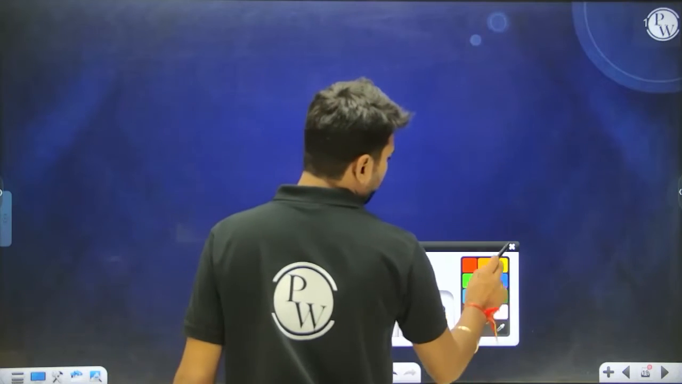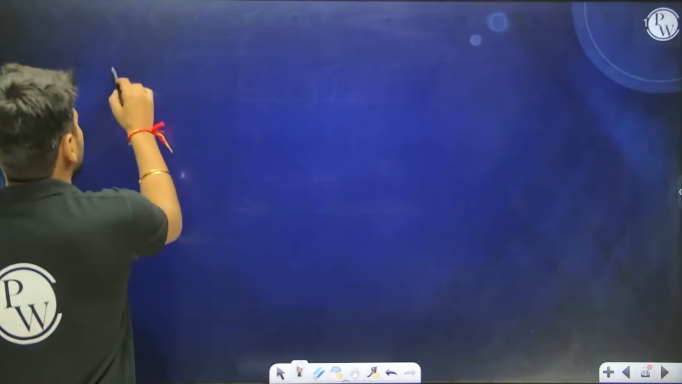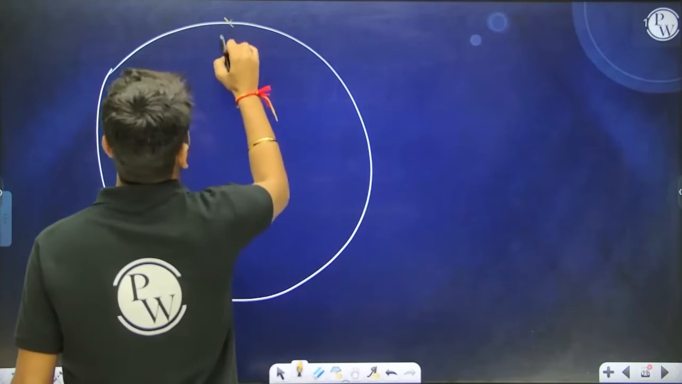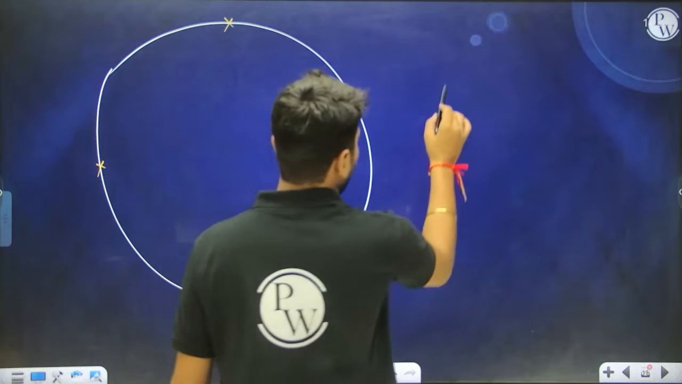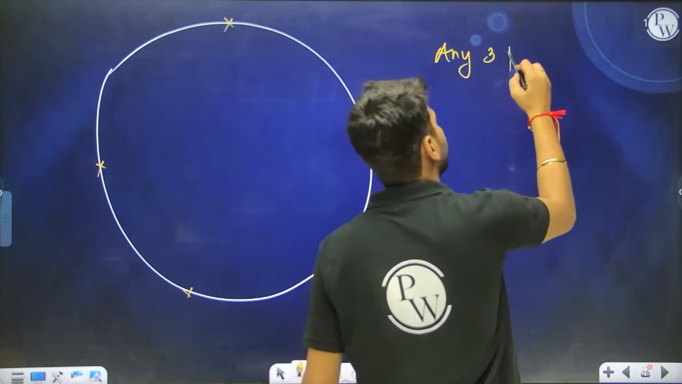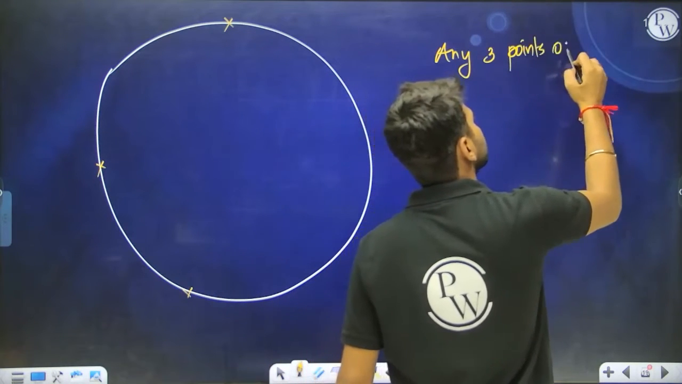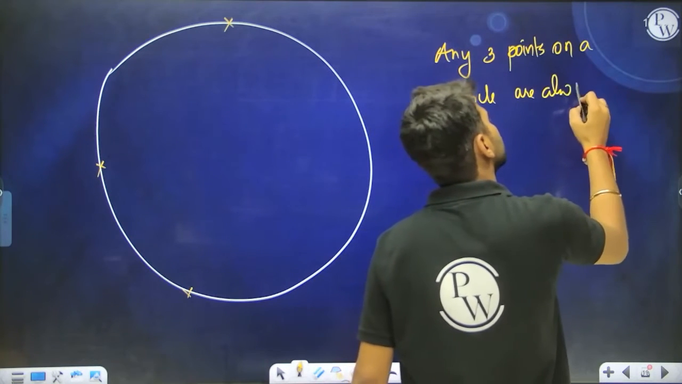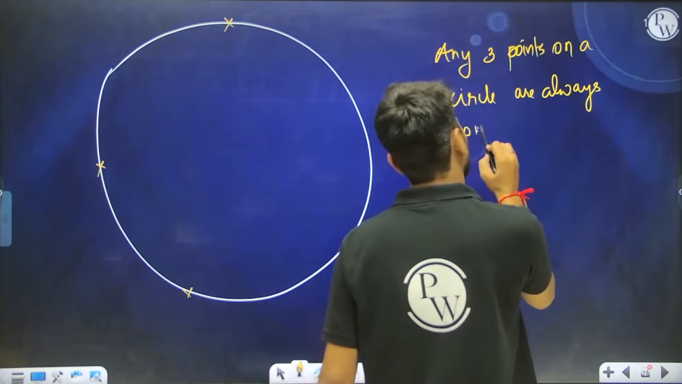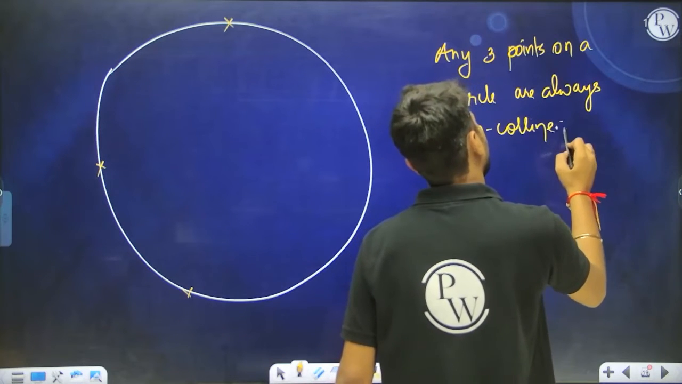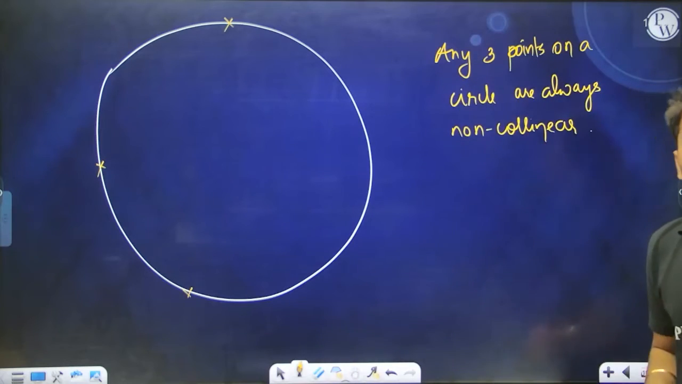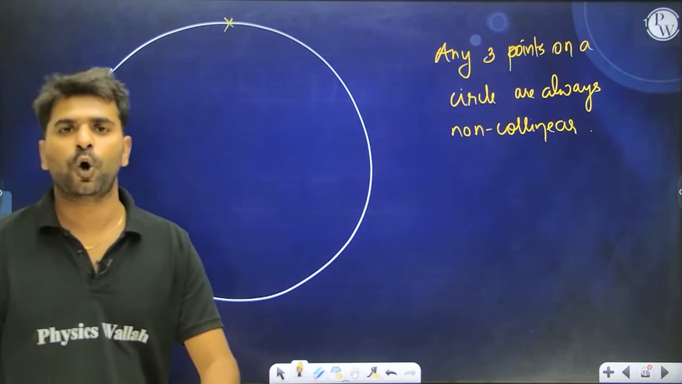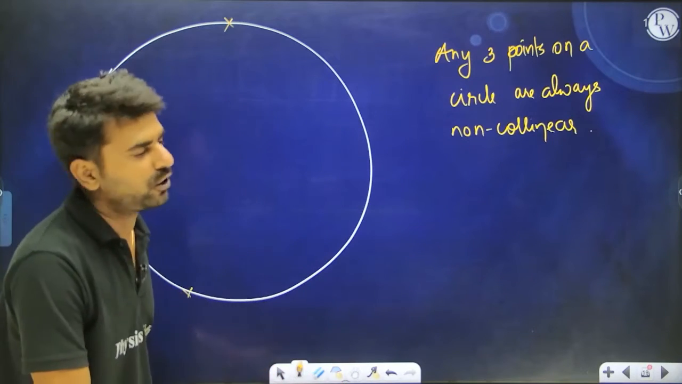Now, I hope you know the meaning of collinearity. On a circle, let's say this is one of your circles. Any 3 points on a circle are always non-collinear, meaning they will never be lying on the same line. Yes or no? So this is the speciality of a circle, that any 3 points on a circle are always non-collinear.